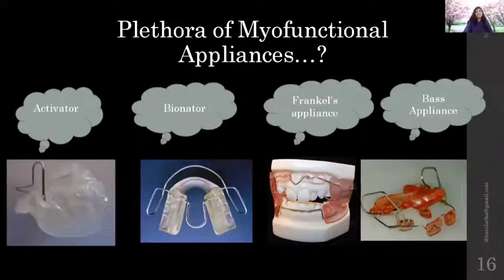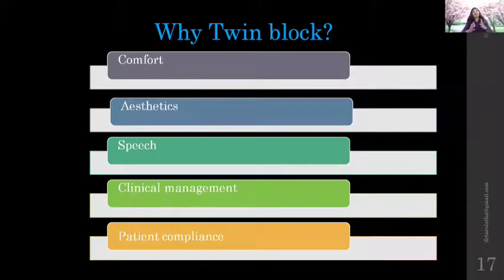Other than that, why twin block again? It provided many advantages. What are the advantages? It is very comfortable. How is it comfortable? Because you have two components, the maxillary and mandibular component. Because of that, you're easily able to chew and easily able to talk. Because of that, it is very comfortable.